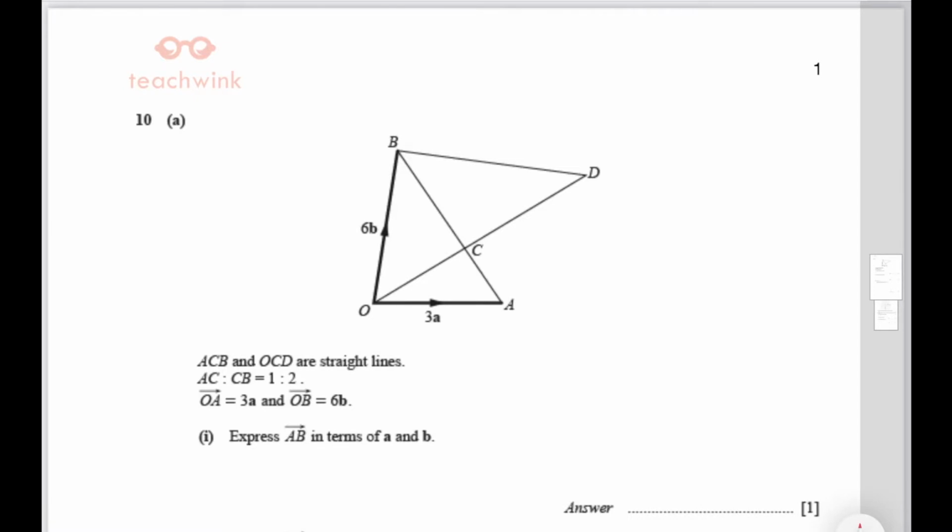Hi guys, so we have an O-level past paper question from the year 2016. The session is October-November. This is question number 10. This question is based on vectors, ratios and transformations. So let's do it. In the question they've given us multiple triangles.